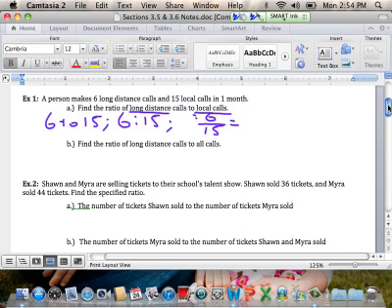3 goes into both. 3 goes into 6 twice, 3 goes into 15 five times. So the actual ratio would be 2 to 5. In other words, for every 2 long distance calls, they made 5 local calls.